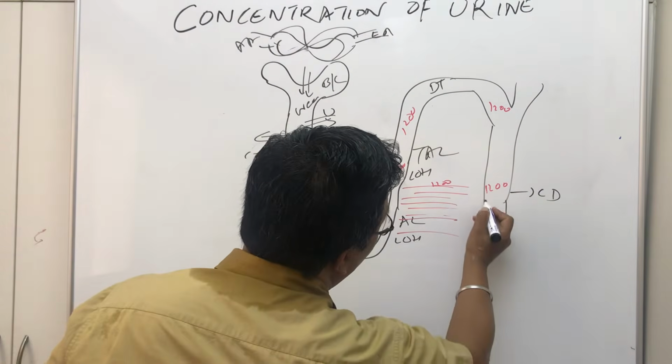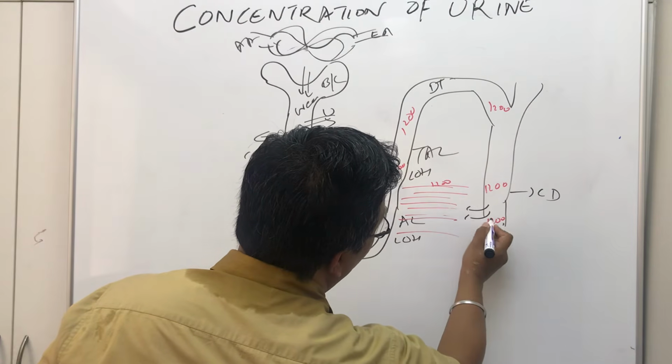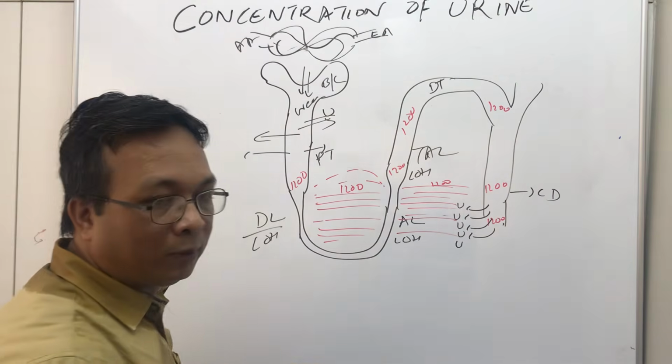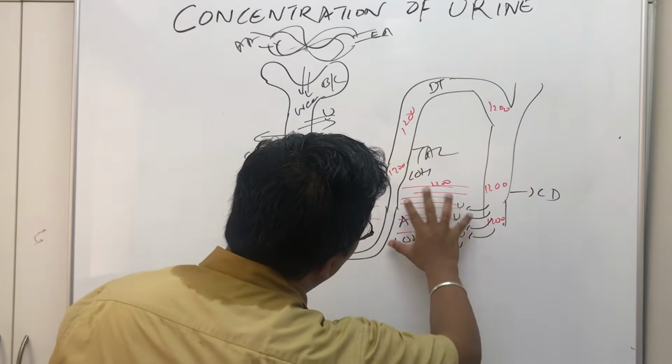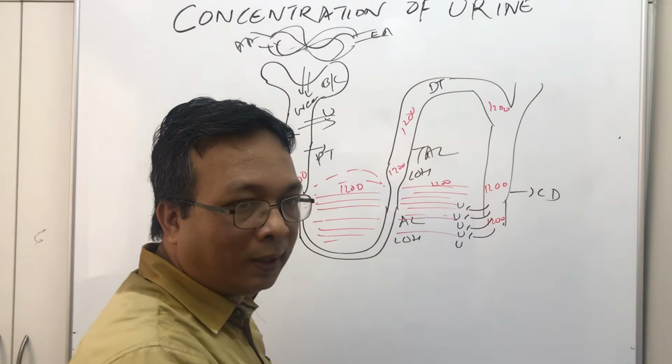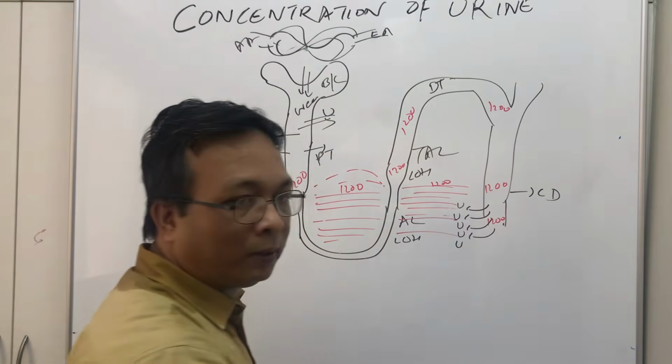Here and also here in the collecting duct, urea is reabsorbed. So plenty of urea is reabsorbed. This urea also makes up this medullary gradient. It also contributes to this salt mountain. It also gives some contribution.